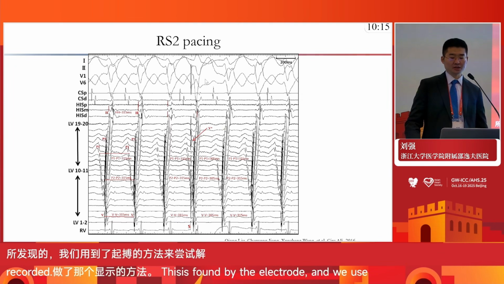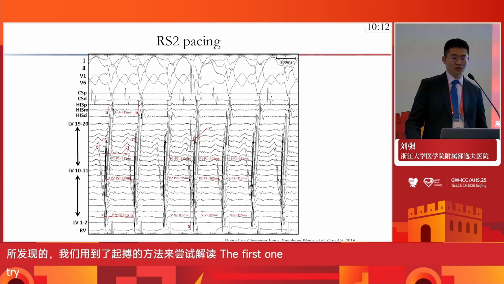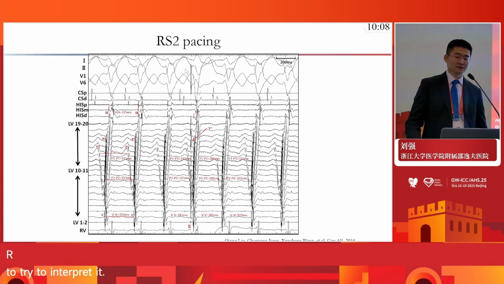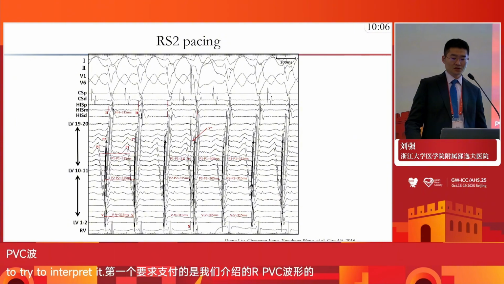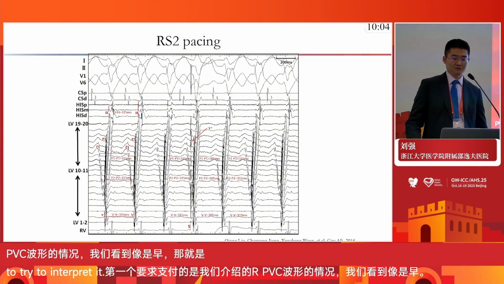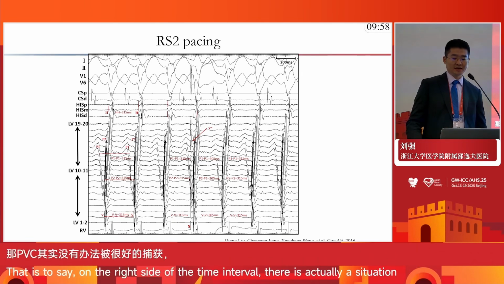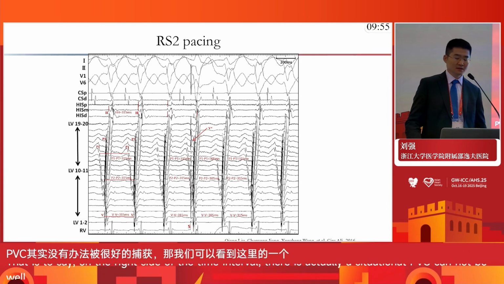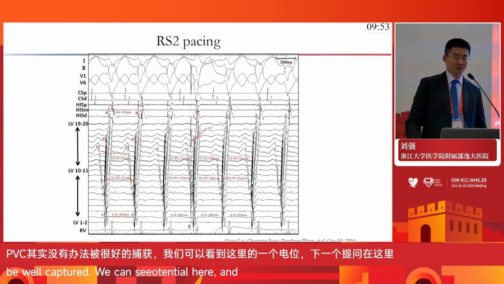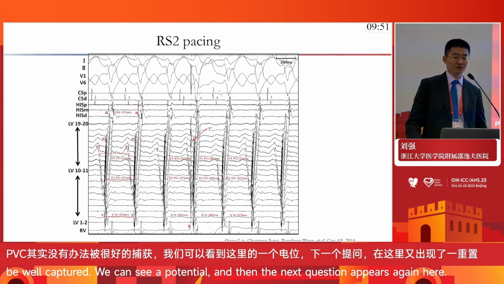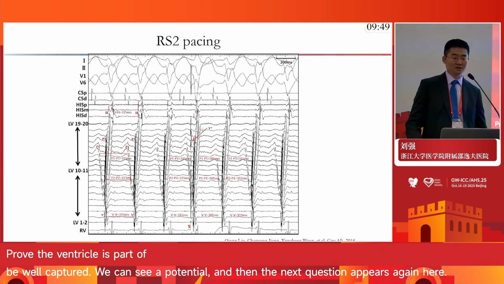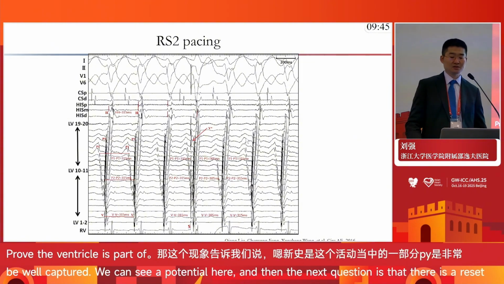The first one is RV pacing. We introduced a PVC from the right basal septum. The PVC could not capture the immediate P1 and P2, just the immediate V potential, and then advanced the next P1 and the tachycardia reset. This phenomenon proves the ventricle is part of the circuit and P1 is very important. We can advance the next P1 and then the tachycardia resets.